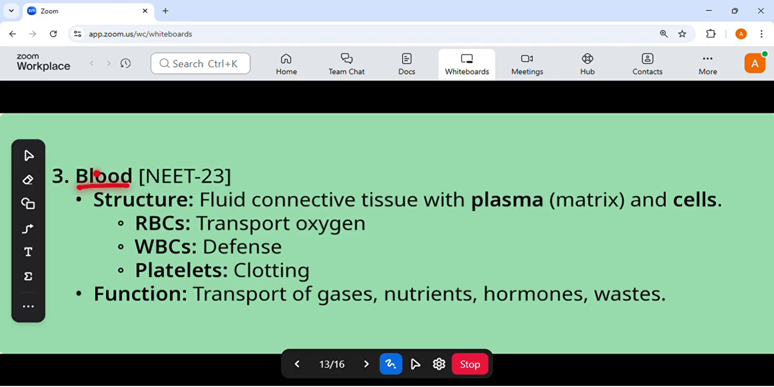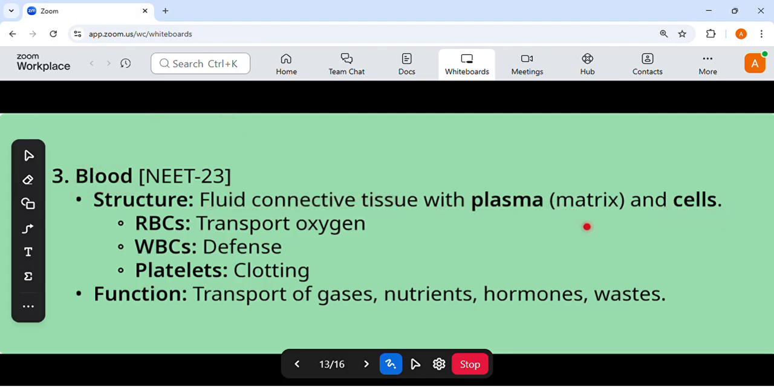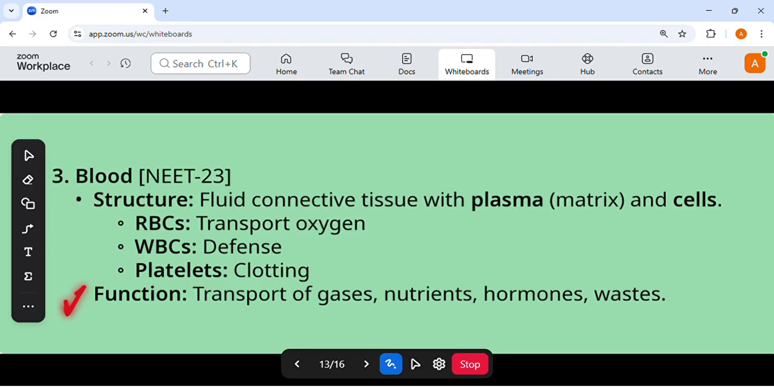Then blood, a fluid connective tissue. It is the fluid connective tissue with plasma, matrix, and cells: RBC, WBCs. Okay. So blood is the main circulating fluid, which helps in transport of gases, nutrients, waste, hormones. So it has RBC for the transport of oxygen, WBC for defense, platelets for blood clotting. Transport of gases, nutrients, hormones, waste is the function of blood.